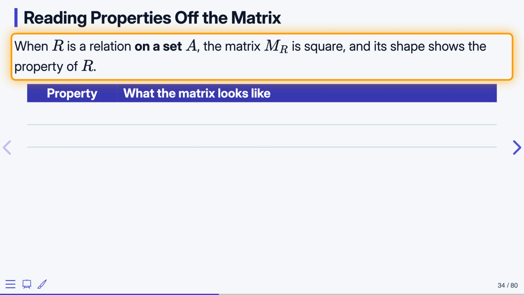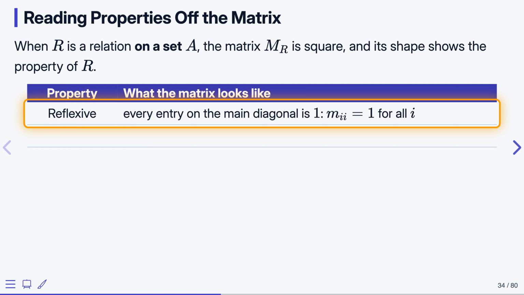When the relation R lives on a single set A, the rows and the columns stand for the same elements. So the matrix is square. Its shape tells us the property of R. First, reflexive. A relation is reflexive when every element is related to itself. In the matrix, the main diagonal runs from the top left corner to the bottom right corner, so every entry on that diagonal must be 1.